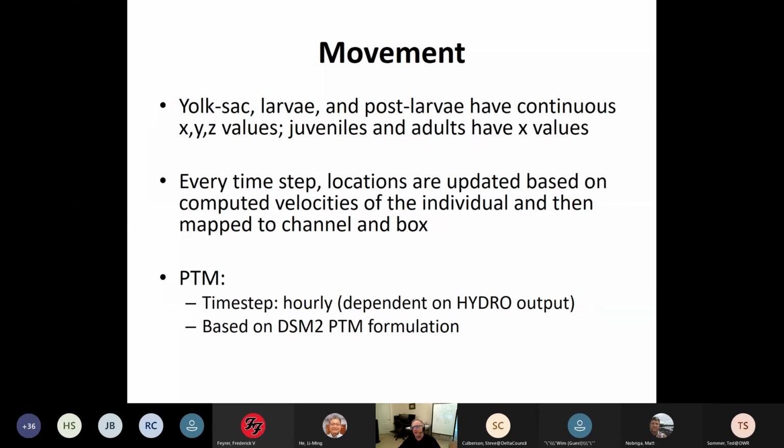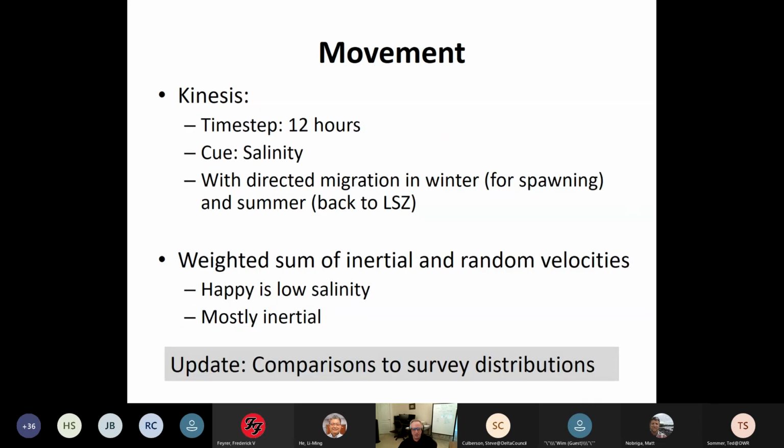Movement. Now, movement's probably a tricky one. So the yolk sac larvae and post larvae are in 3D, but they're not really 3D because DSM2 is really up and down, upriver, downriver, and then the lateral and the height are kind of calculated from that using functions. Juveniles and adults are simply where they are in the channel from the beginning of the channel. So every time step, we update their locations. So we use the PTM to update hourly the yolk sac larvae and post larvae, and we do kinesis.